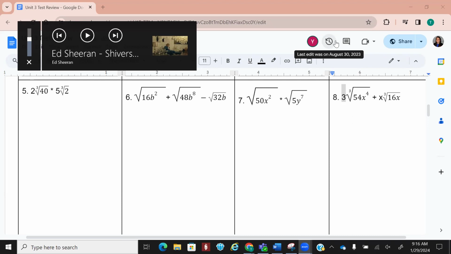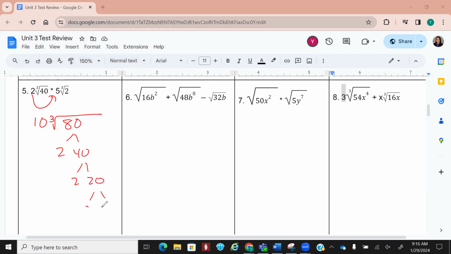Okay, so 5, remember, when we multiply, we're going to multiply the outsides. So 2 times 5 gives me what? 10. And then 40 times 2 gives me 80. If I break that down, I'm going to get 2 and 40, 2 and 20, 2 and 10, 5 and 2. We want groups of 3. Okay, so we've got a group of 3 2's. So we're going to pull that out to the outside.